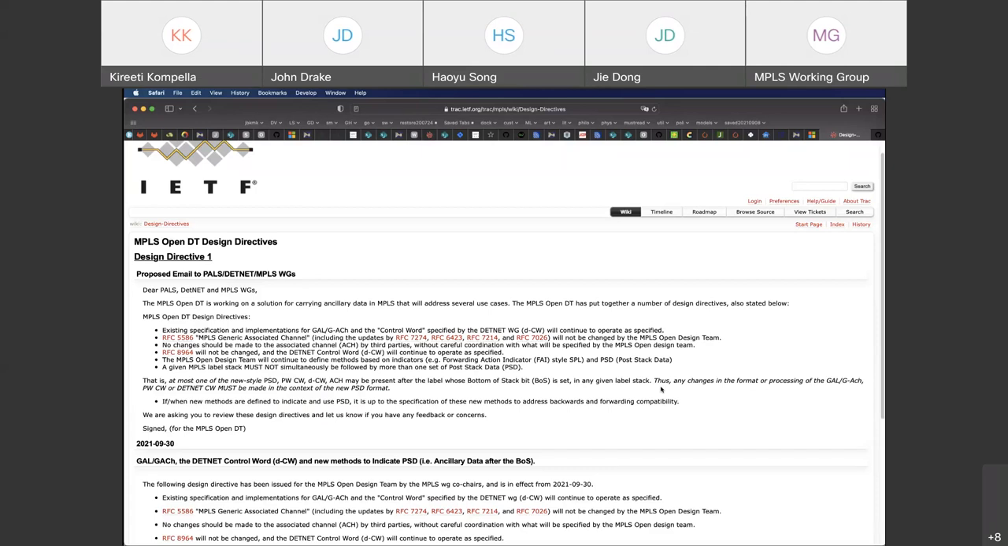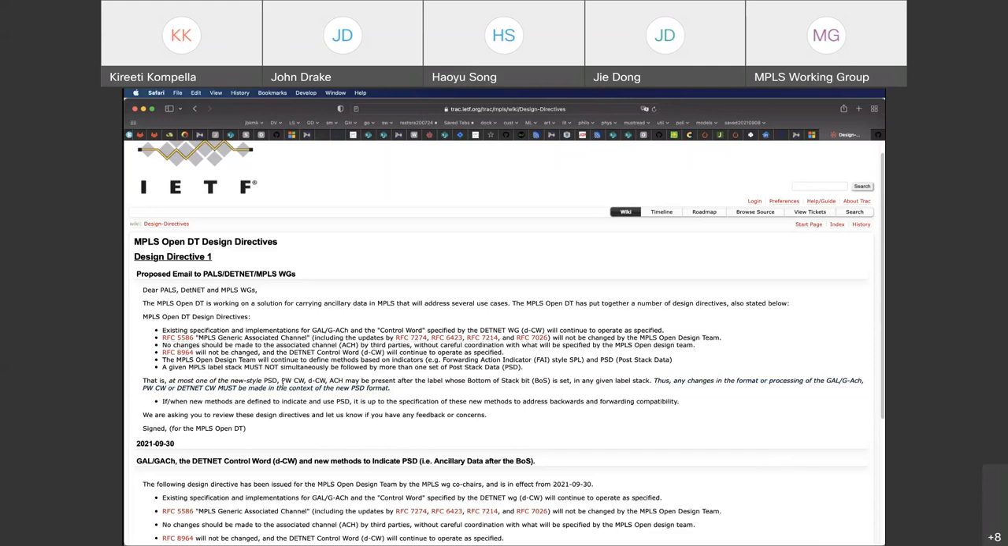One clarification question, Kiriti. If I wanted to do pseudowire control word with new style PSD, I should be able to have it as a sub TLV within the PSD, right? Yes, yes. And so, maybe this last thing I should say a little more clearly. What I'm hinting at is the first part of the sentence. Did you mean old style or existing pseudowire control word, detnet control word? Maybe you will define a new way and an old way.